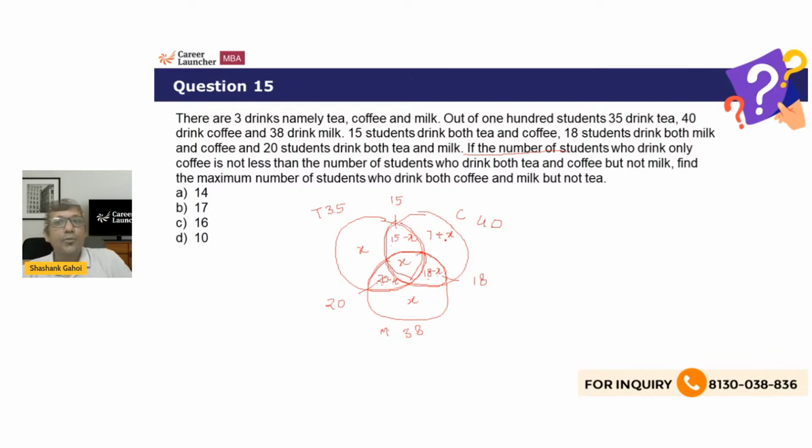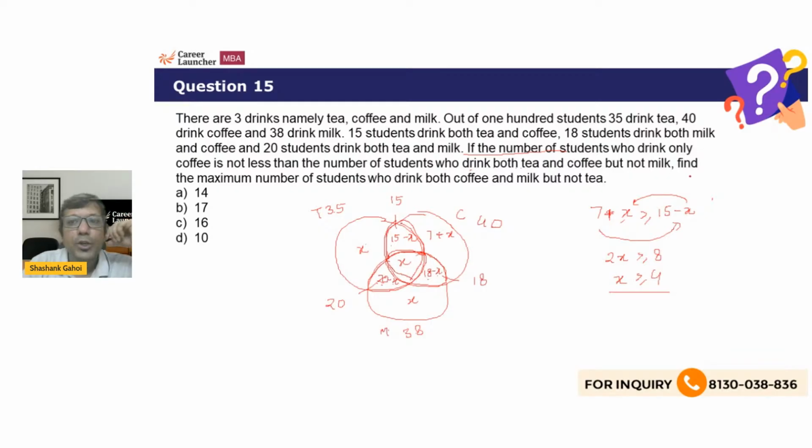Okay. Now what does it say? Number of students who drink only coffee. Only coffee means 7 plus x. And it's not less. Not less means it's not greater. Not less means greater than or equal to the number of students who drink both tea and coffee but not milk. So tea and coffee but not milk means this. So this value is greater or equal than 15 minus x. So I am bringing x to this side, bringing 7 to this side. So I am going to get 2x greater or equal than 8. So x is going to be greater or equal than 4.